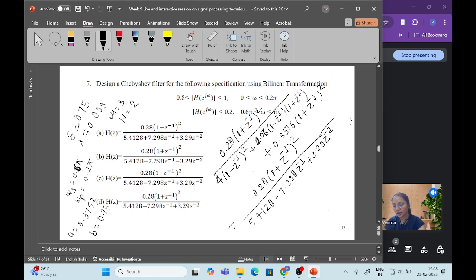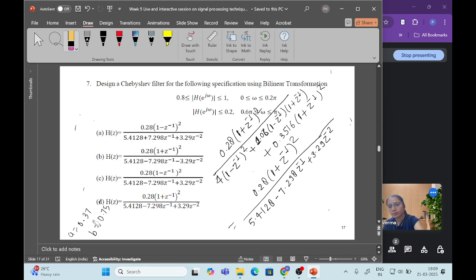So which option is the correct one from here? 0.28 into (1 plus z inverse) square, minus then plus. So option D. Option D is the correct answer here also. Okay. So here option D is the correct option. Just we need to solve like this. Now I hope you have understood. Just take one calculator and sit, always go step by step and calculate all those values. Okay.